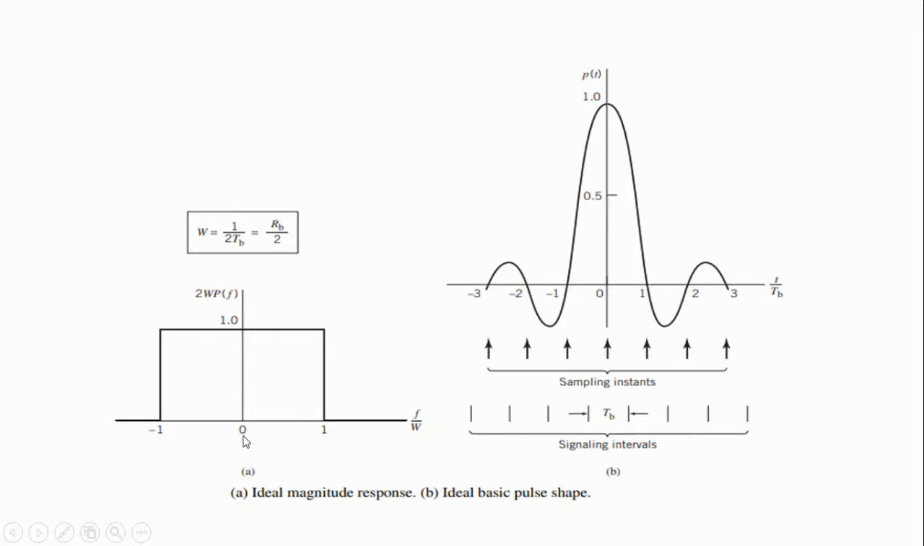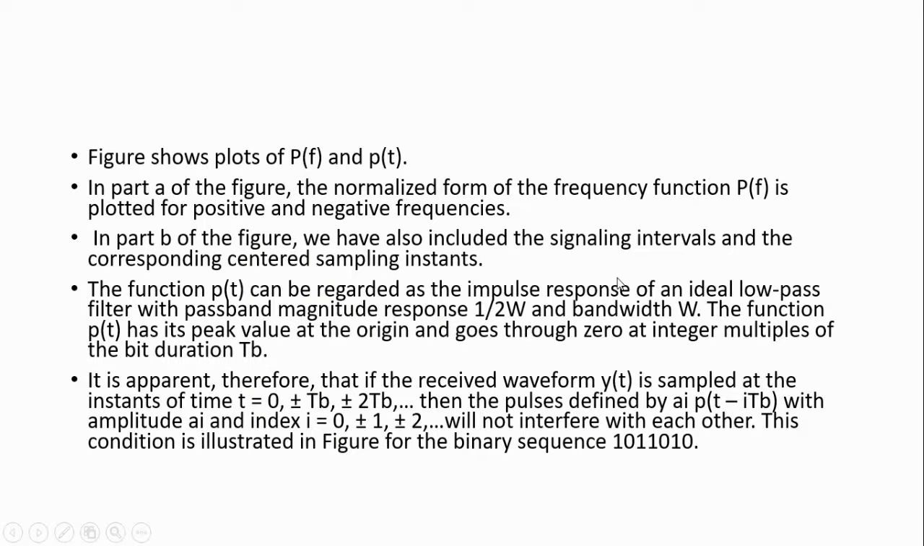At frequency 0, we will have the maximum value, and it is centered at 0. The rectangular function is centered at 0 and it has unit amplitude over the interval. And the sinc function has its maximum value at time t equal to 0. In this plot, we see P of f and P of t. Here, P of f is the normalized form of the frequency function, plotted for both positive and negative frequency.